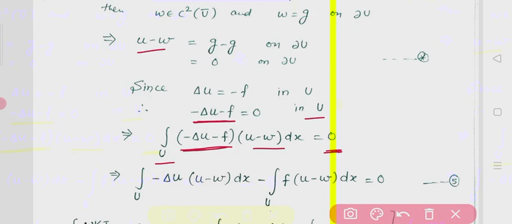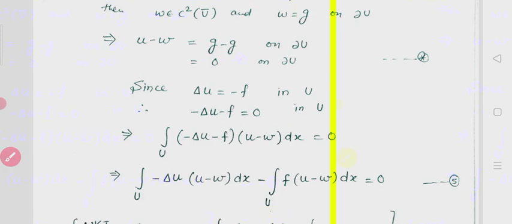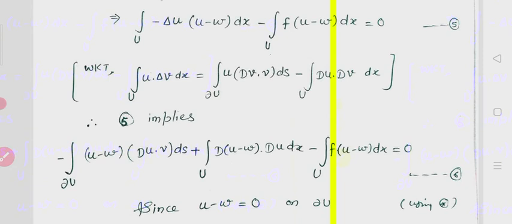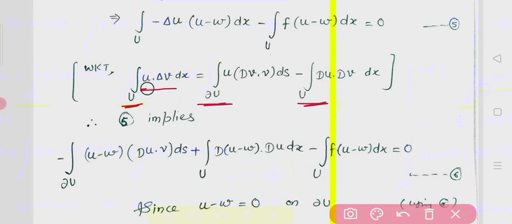Now just open this one. When I open it, it will be integral of minus delta u into u minus w minus integral of f into this u minus w, that will be equal to 0, right? Now again we have to apply that formula as we have discussed above. What it says? It says that integral of u into delta v in U will be equal to integral over the boundary minus integral over U, and what it was, that was u into curl v over curl nu, right? And minus of, when you are taking the integral in U, that will be Du into Dv, right?